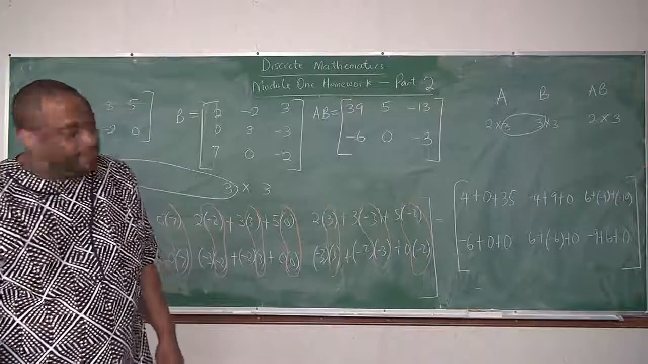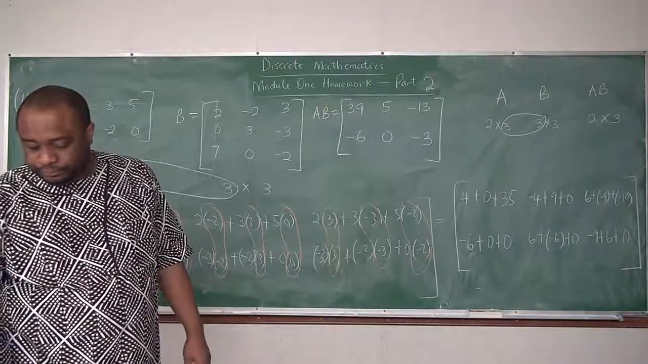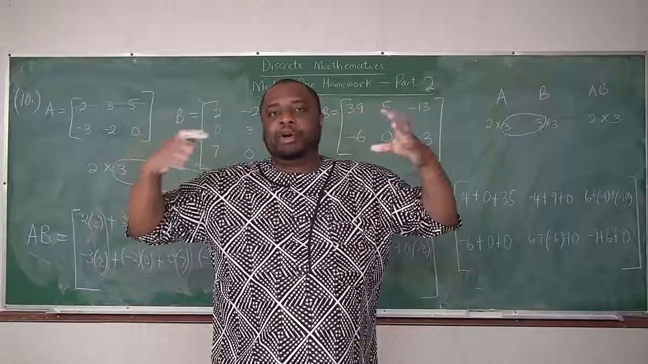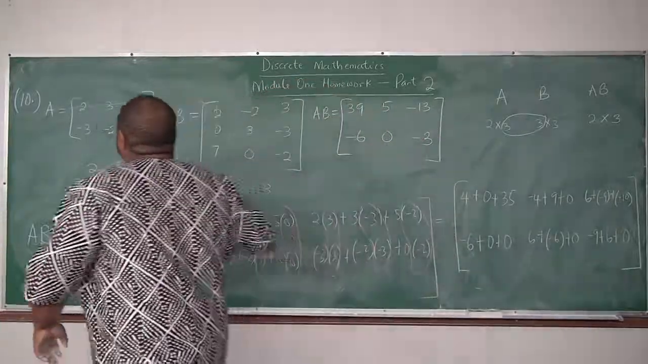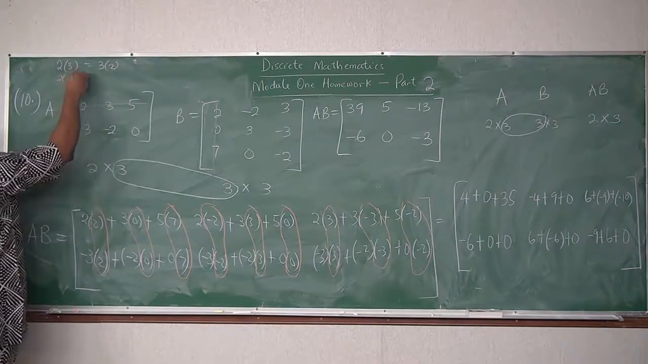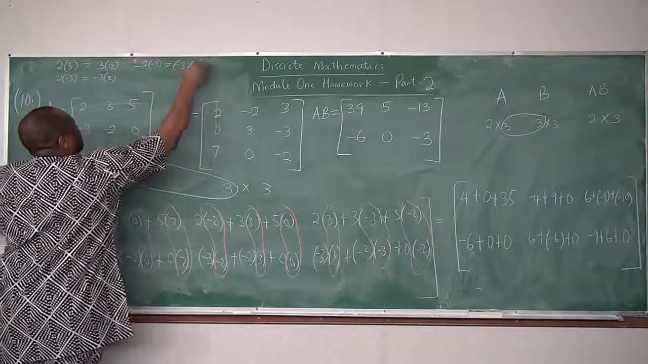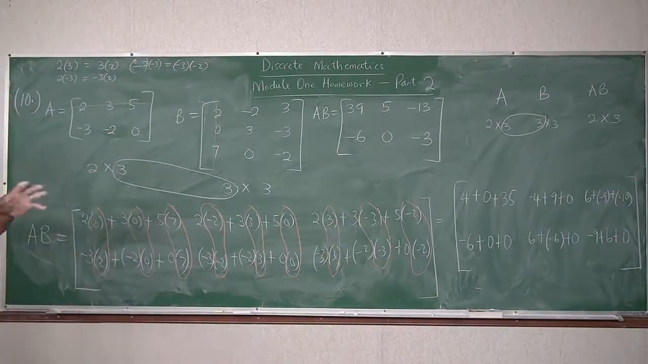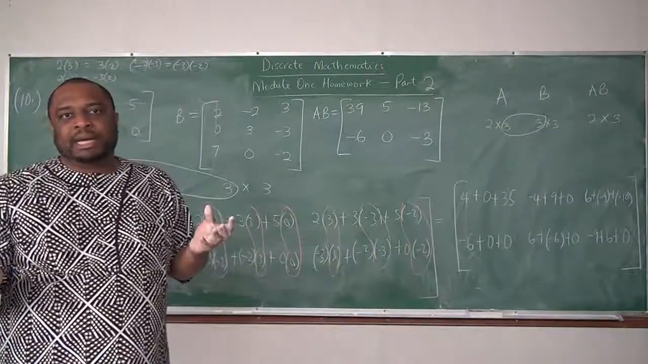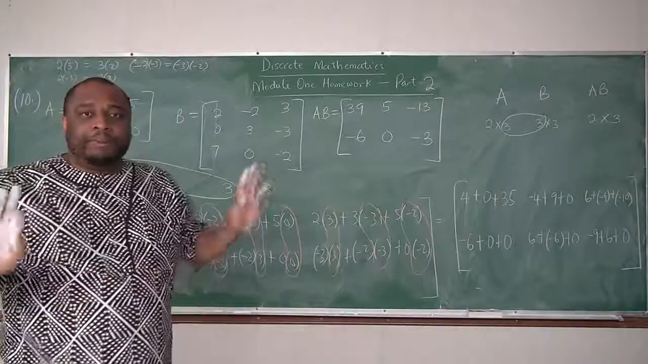Now the next one, we have a C part. So this is the B part. C part, compute BA. Compute BA, B times A. With real numbers, multiplication of real numbers is commutative. If you have 2 times 3, it is the same thing as 3 times 2. 2 times negative 3 is the same thing as negative 3 times 2. Negative 2 times negative 3 is the same thing as negative 3 times negative 2. This is commutativity. Multiplication of real numbers is commutative. A times B is equal to B times A for real numbers.